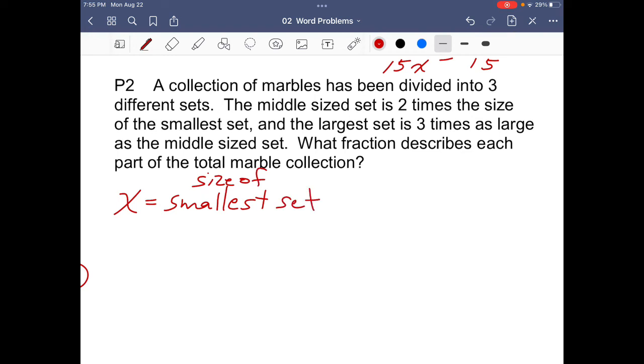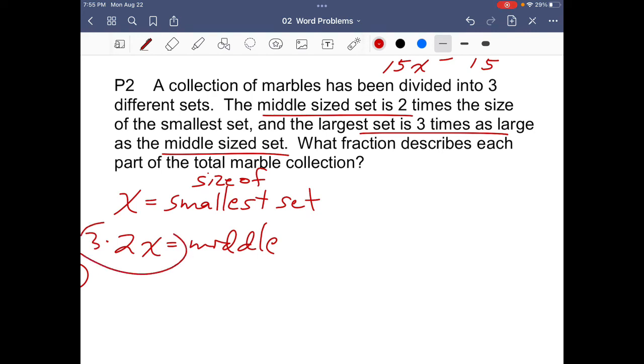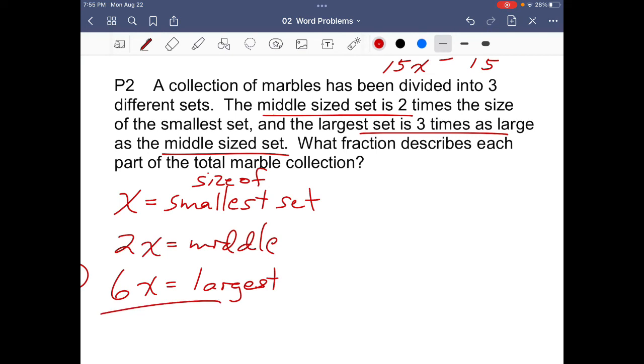Now, what does it say about the middle set? It's 2 times the smallest. So that's going to be your middle set. And what's it say about the largest? It says it's 3 times the middle. Now be careful, 3 times the middle is going to be 3 times 2x. 3 times 2x actually comes out to be 6x. So our largest set is represented that way. Now I don't want to set up an equation. I more want to realize that the total amount of x's is 9. When we say 9x, that would be the whole size.